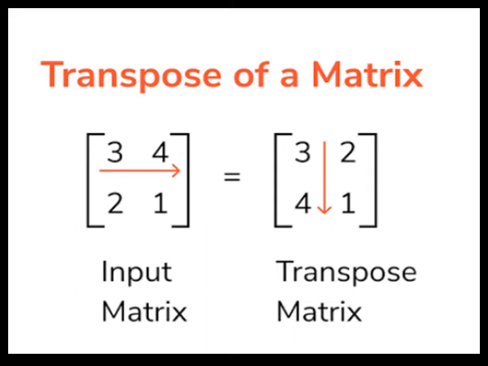Now we will discuss how to take the transpose of a matrix. For example, if we have a matrix, as you can see, in the first matrix here are 4 elements, which are 3, 4, 2 and 1. In the first row there are 2 elements, 3 and 4. The first row will become the first column of the second matrix, and there are 2 elements in the second row of the first matrix, which are 2 and 1. The second row of the first matrix will become the second column of the second matrix. In this way we will take the transpose of a matrix.